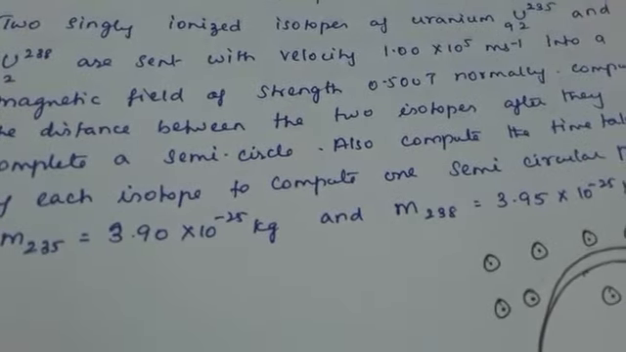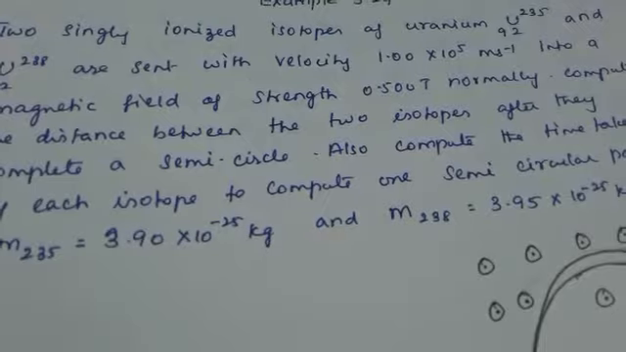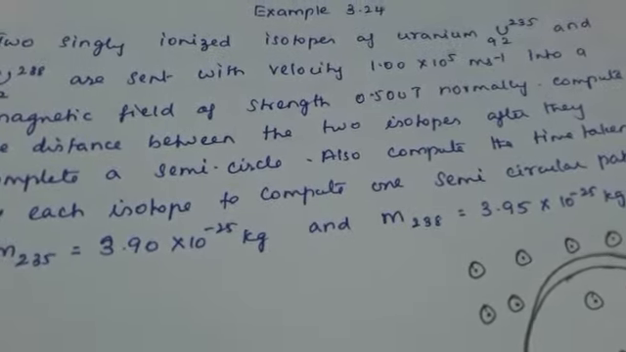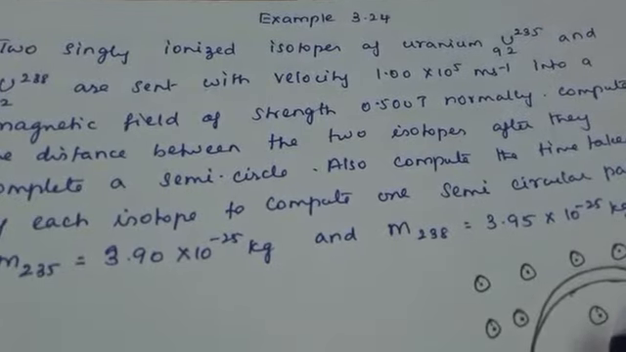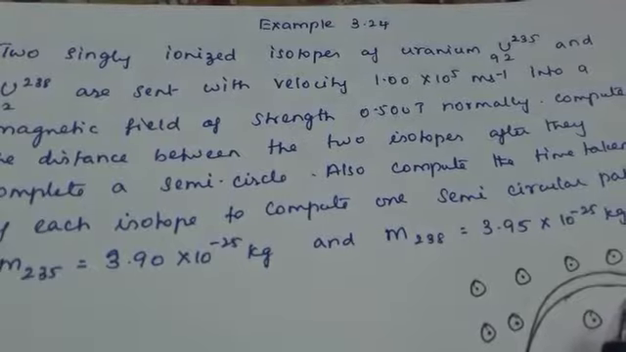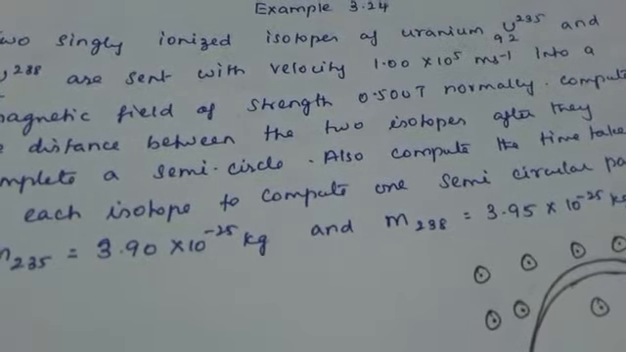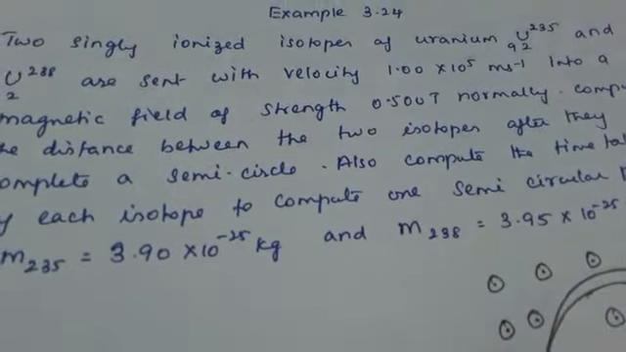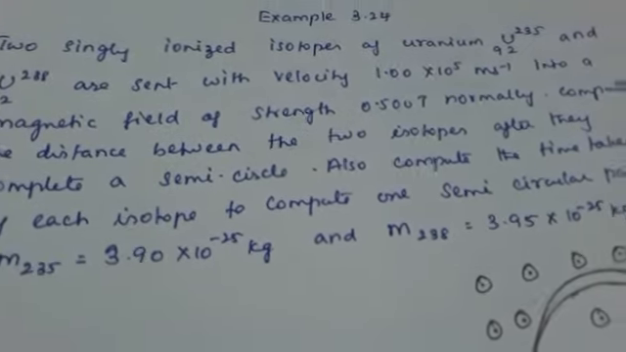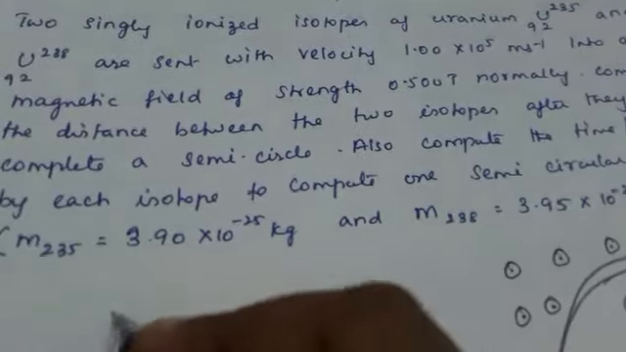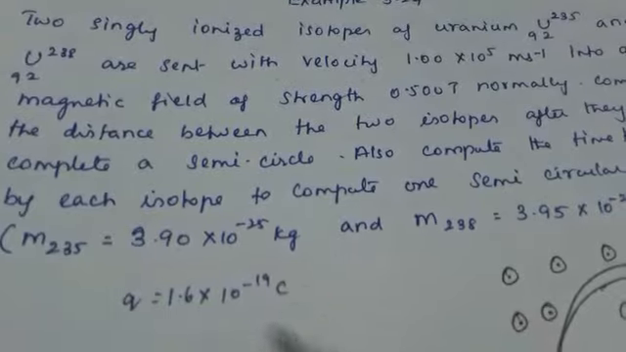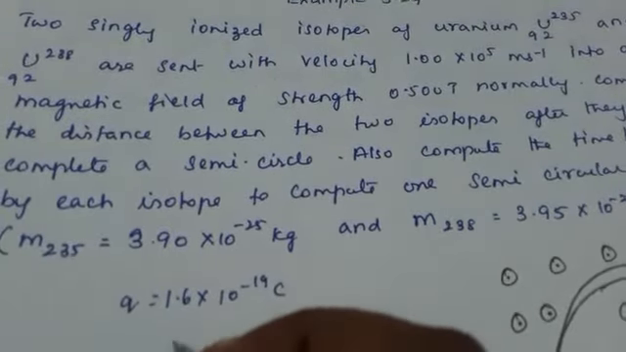Now here the isotopes are singly ionized, so they have equal charge. Here it is having equal charge that of the electron, so my Q is equal to minus 1.6 into 10 raised to minus 19. Mass of the uranium-235 and uranium-238 is given. Velocity is given and the magnetic field is given. So we can write the charge as 1.6 into 10 raised to minus 19 coulomb. Magnitude of charge we are taking.